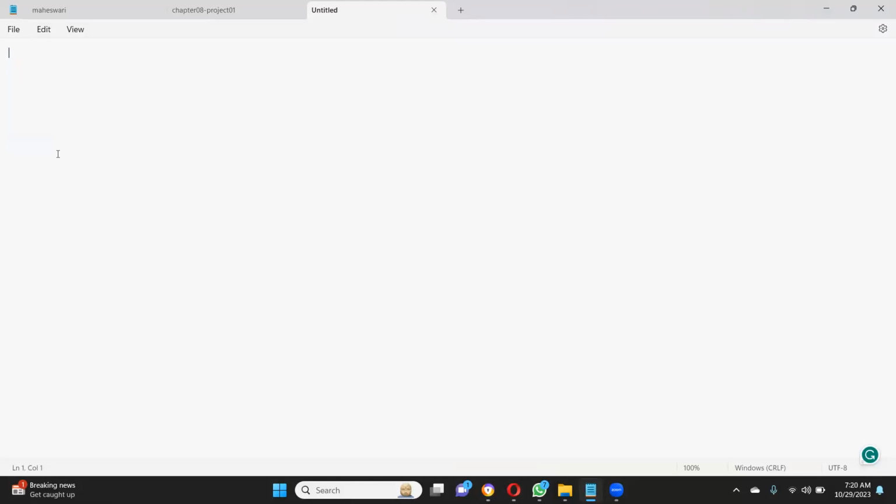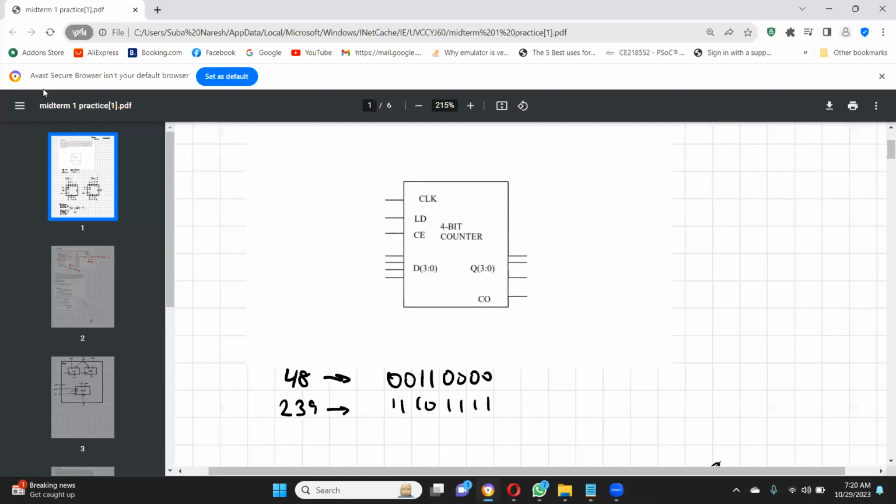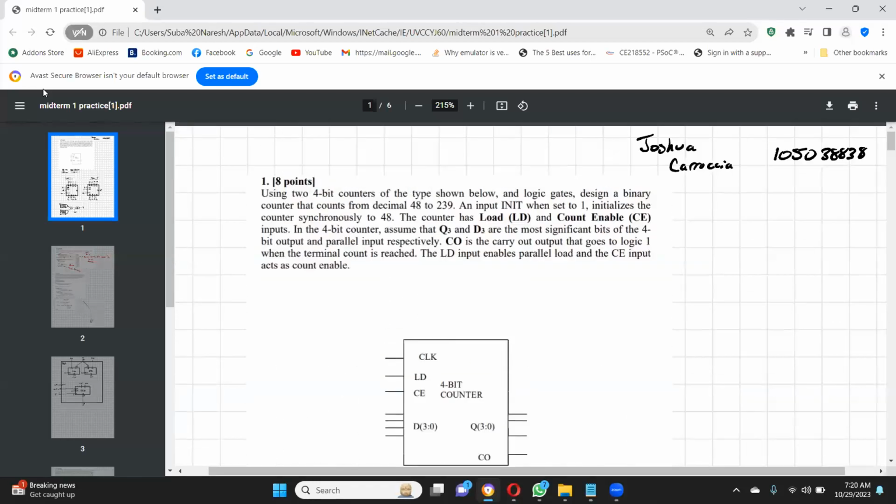Now we have decided that we can design this with the help of an 8-bit counter, right? So this can be confirmed. This has to be your initial instruction to the question. Now the problem is we just have a 4-bit counter, but we are allowed to use two 4-bit counters. Can you see this? Using two 4-bit counters of the type shown in the below logic gates, design a binary counter that counts from decimal 48 to 239, right? Yes, it is possible.